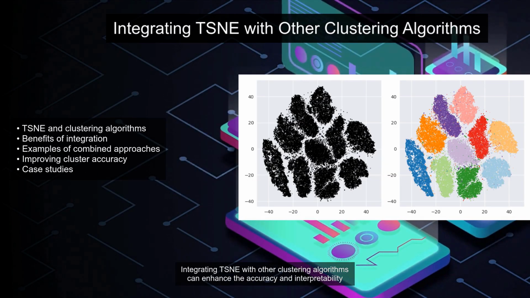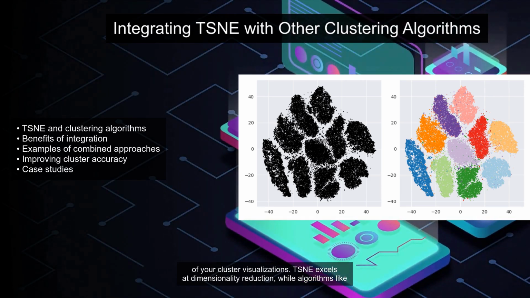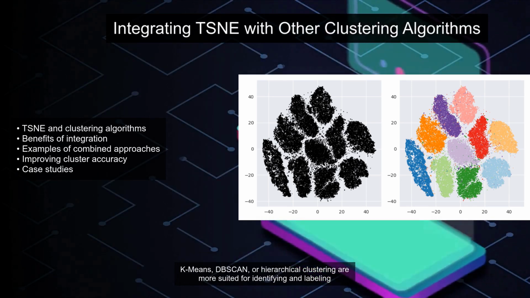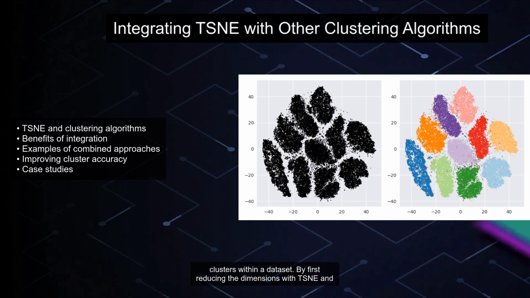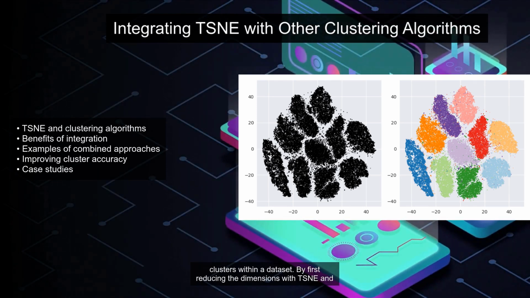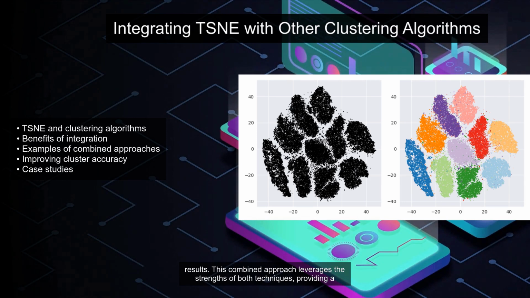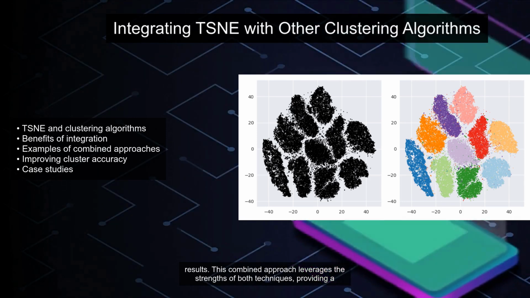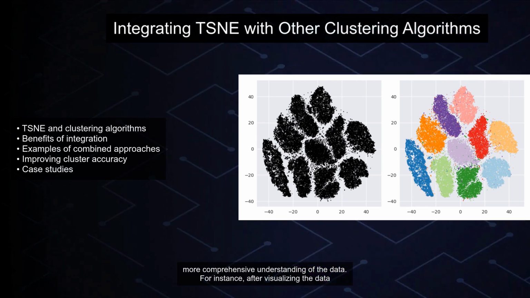Integrating TSNE with other clustering algorithms can enhance the accuracy and interpretability of your cluster visualizations. TSNE excels at dimensionality reduction, while algorithms like k-means, DBSCAN, or hierarchical clustering are more suited for identifying and labeling clusters within a dataset. By first reducing the dimensions with TSNE and then applying a clustering algorithm, you can achieve more accurate and interpretable results. This combined approach leverages the strengths of both techniques, providing a more comprehensive understanding of the data.